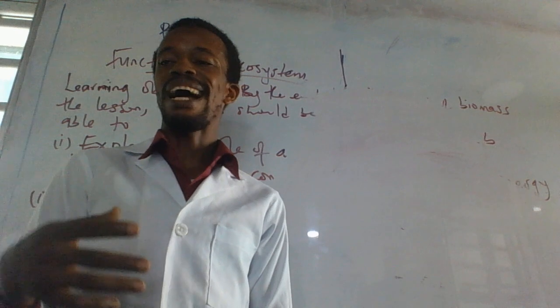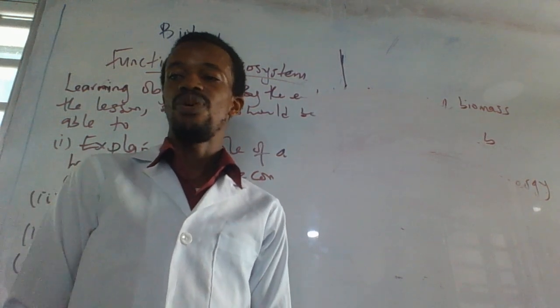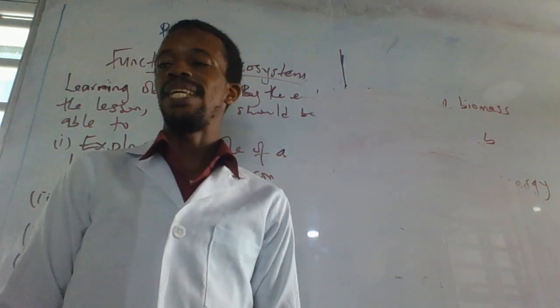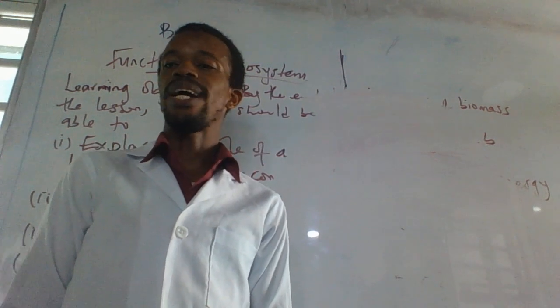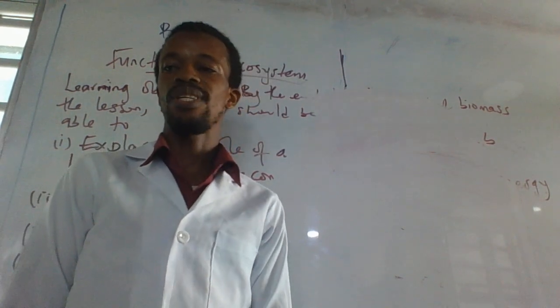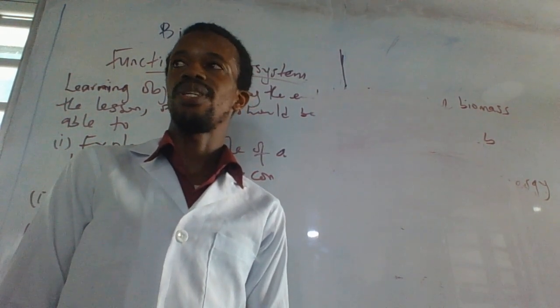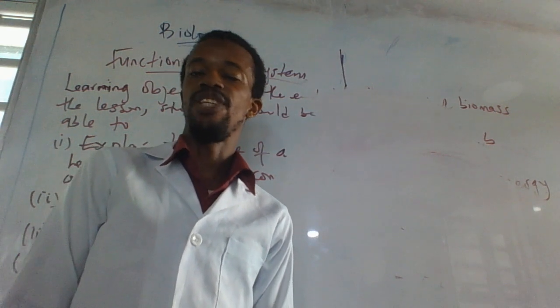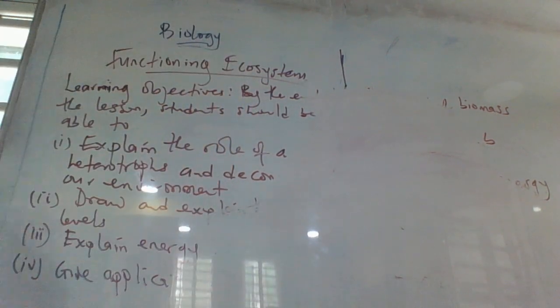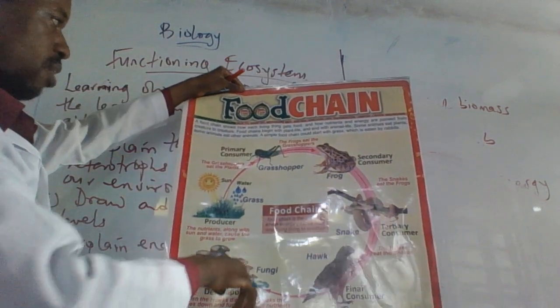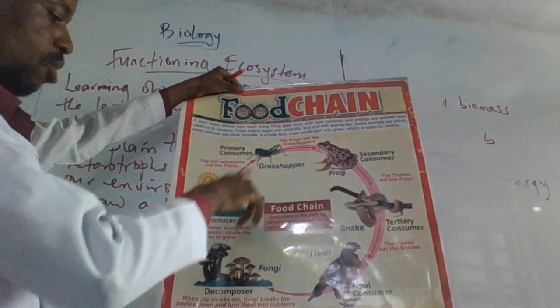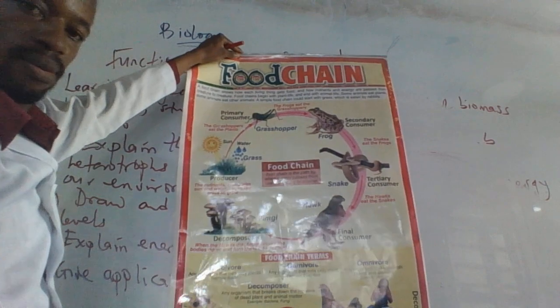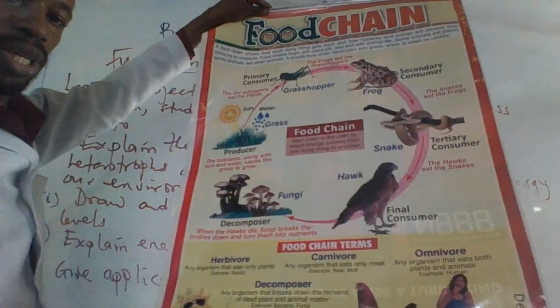Producers like green plants have the highest amount of energy. When herbivores feed on the plants, the energy level is reduced. And when carnivores consume the herbivores, what happens? The energy level is reduced. Let me bring a chart. You can see the movement of this. You can see a food chain here.